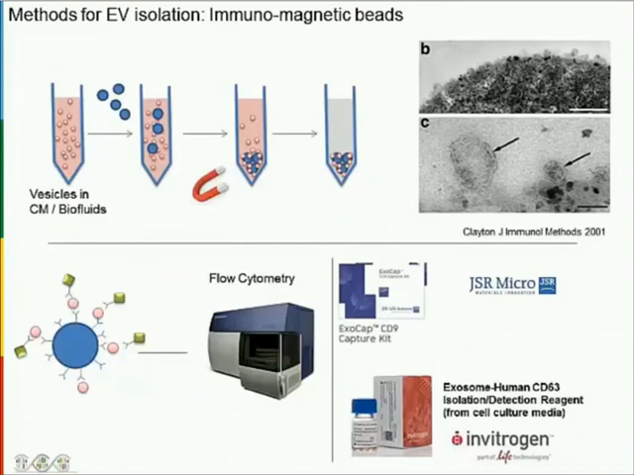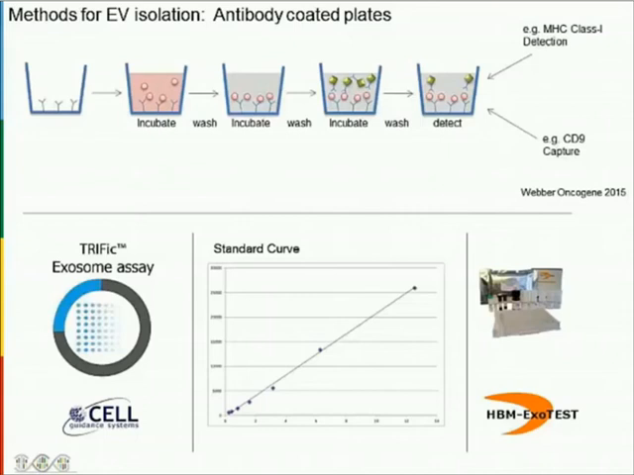Instead of beads, it's perhaps much more convenient to use microplates. So we developed a very simple classical sandwich ELISA, which is described in the Weber Oncogene paper, where we captured based on CD9 and detected vesicles based on class 1. In order to get a signal here, both proteins must be present in a complex, and that would be suggestive of a vesicle like an exosome. These types of ELISA are now available commercially. Hansa Biomed do a series of products which work in this way. There's also a fairly new product available from Cell Guidance Systems, which isn't so much ELISA-based, but is similar in that it uses a time-resolved fluorescence-based readout.